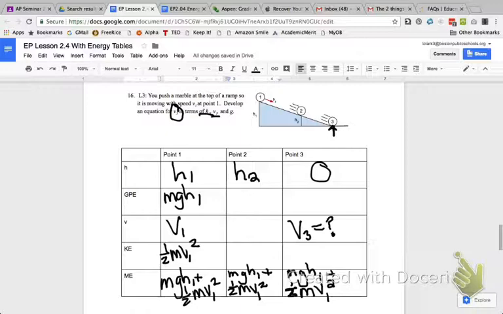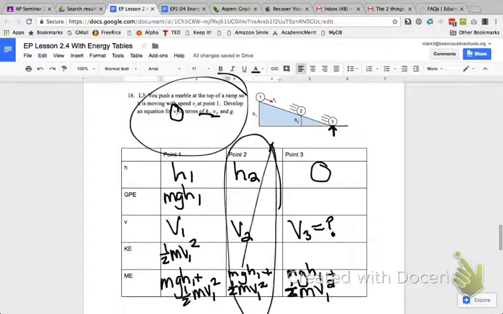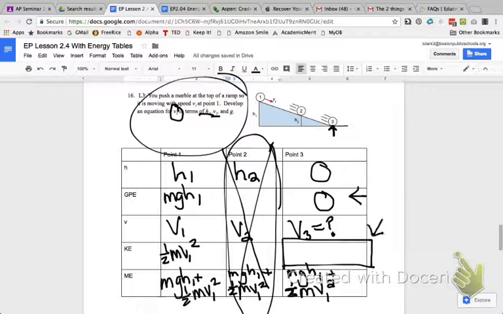And we don't know what this velocity is for V2, but we don't actually need to because none of this problem is asking us about point 2. So we don't really have to worry about it. But we do know that the GPE at point 3 is 0. So we know that the kinetic energy has to be whatever makes this GPE plus this KE equal to this mechanical energy.